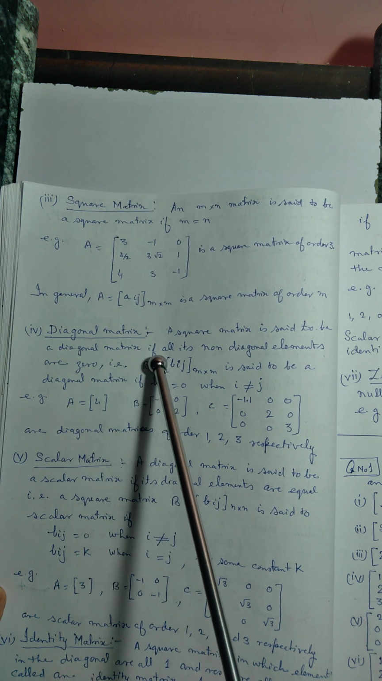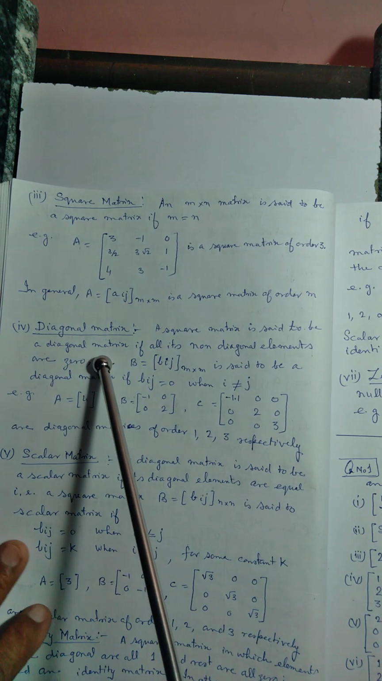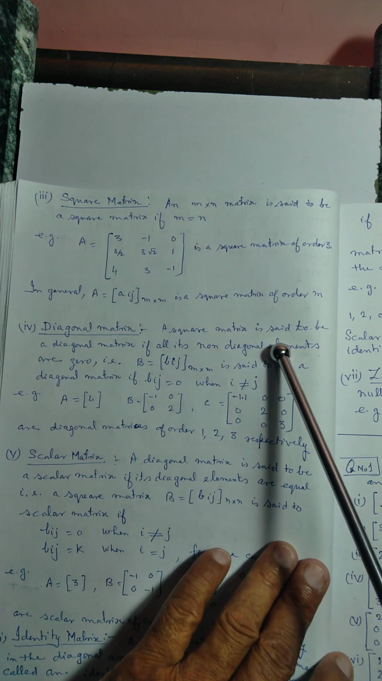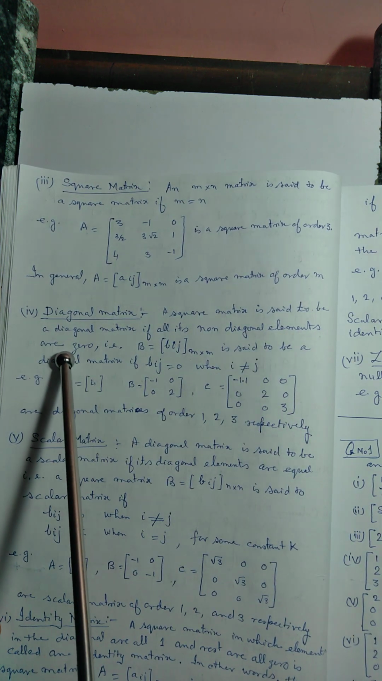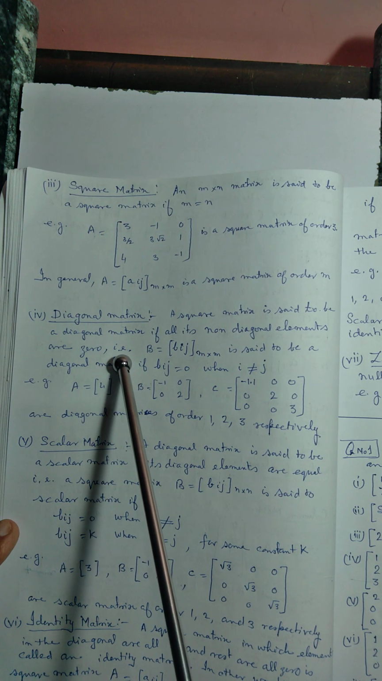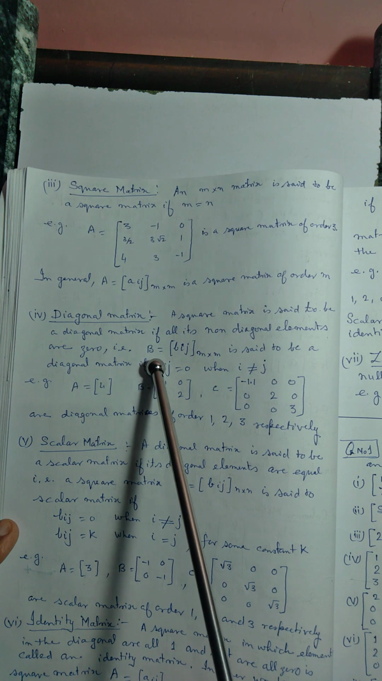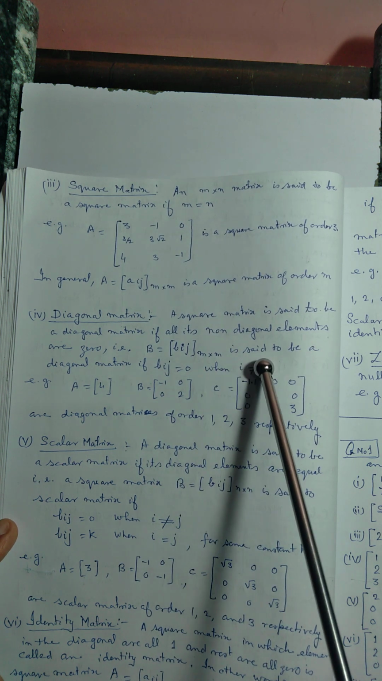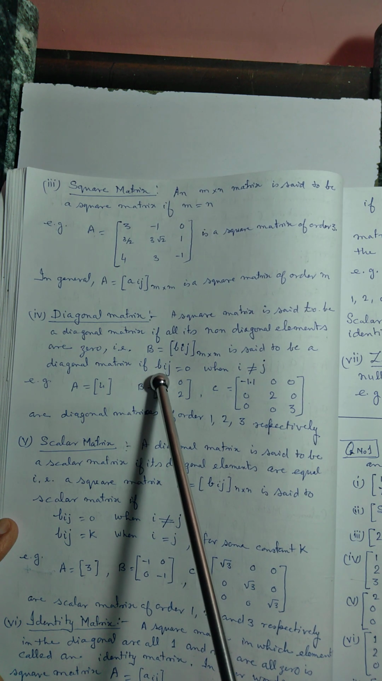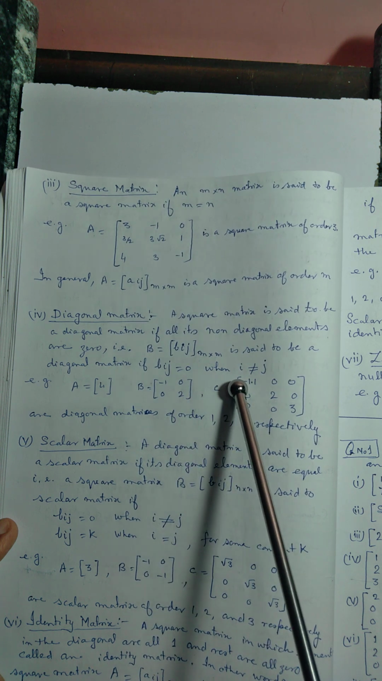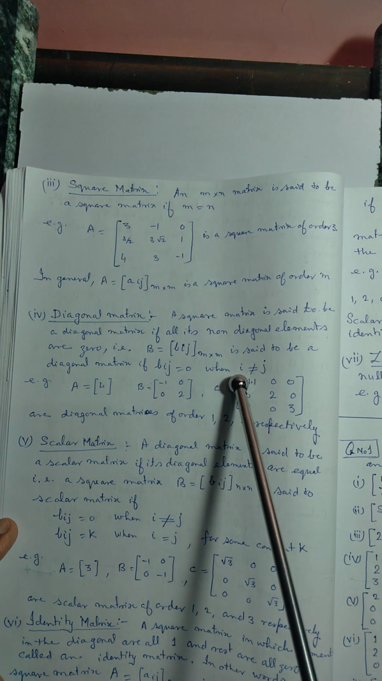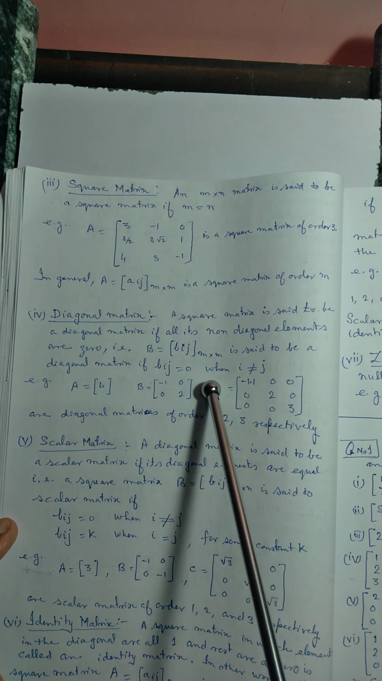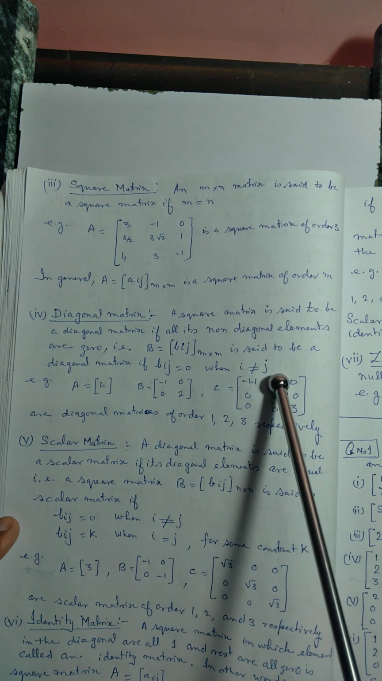Now the fourth, diagonal matrix. A square matrix is said to be a diagonal matrix if all its non-diagonal elements are 0. That is, capital B means the matrix B and its elements b_ij inside the bracket, m into m, is said to be a diagonal matrix if b_ij is equal to 0 when i is not equal to j. When the row number is not equal to the column number, that element should be equal to 0, where i is not equal to j.